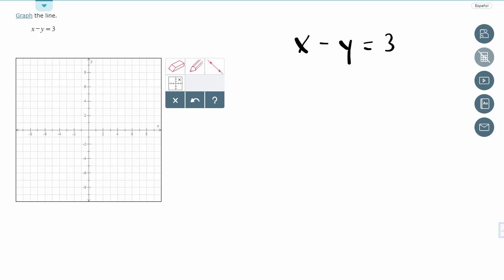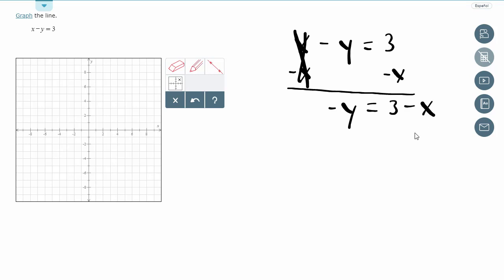And that's it. To graph this equation, we have to put it into slope-intercept form. Slope-intercept form means we have to solve for y. So the first thing I'm going to do is take away x from both sides. Bring down my equal sign. I can see here these are going to cancel out. And I have the term negative y left over, so I bring that down. These two here are not like terms, so I can't combine them, so I'm just going to put 3 minus x.